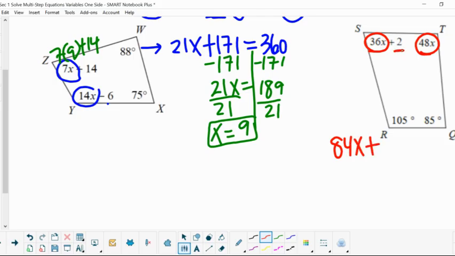Plus, now we've got to gather all the numbers. Maybe underline them. Pay attention to their signs. Do you see any negatives in there? No negatives, so we can just add them: 105 and 85. 192. And that's what it would look like, and it has to equal 360. It told us the quadrilaterals add to be 360. Then you could minus 192, divide by 84, and you would get x. Are we feeling okay with those kind?